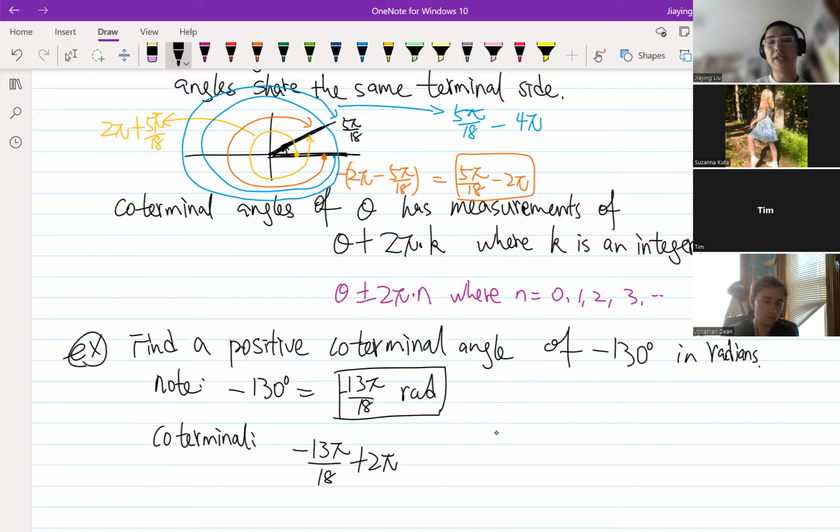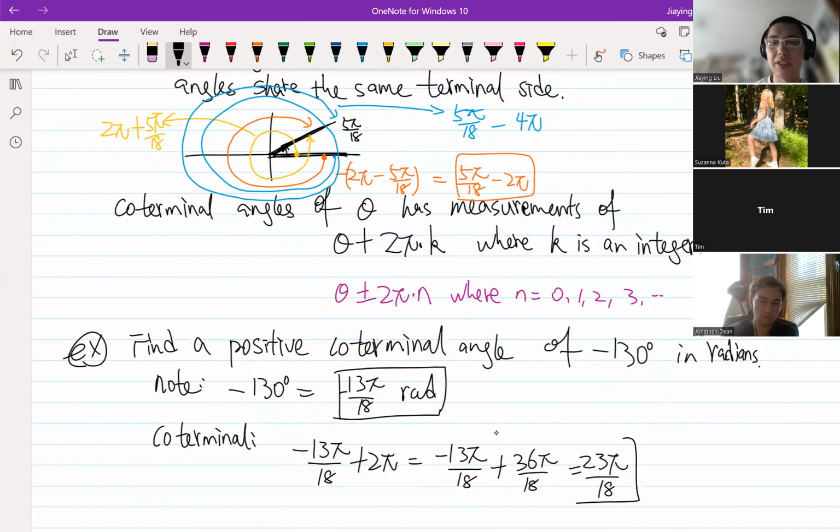Is that going to give me positive? If it is, I don't have to add another 2 pi. So let's see, that's negative 13 pi over 18 plus 36 pi over 18. Looks like that's going to be 23 pi over 18. That is positive, so we're good. If we add 2 pi and we end up with negative again, then we just keep adding multiples of 2 pi until we reach a positive angle.